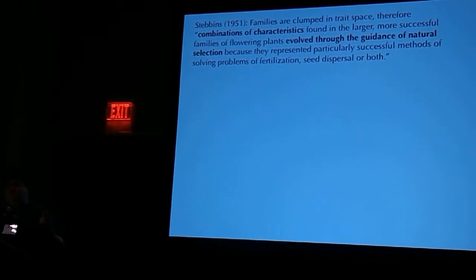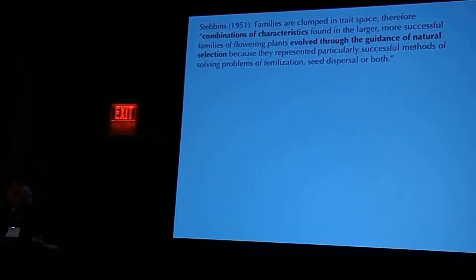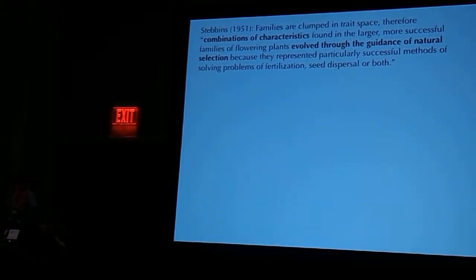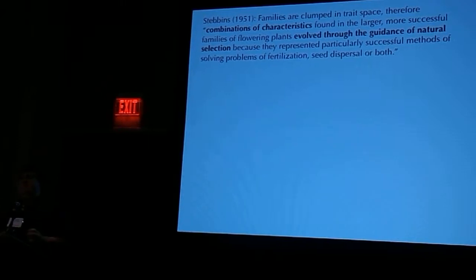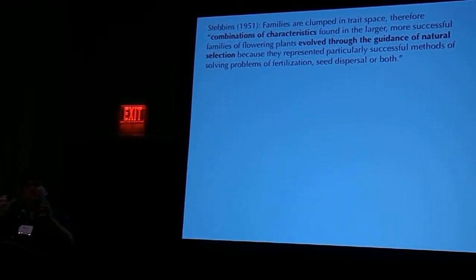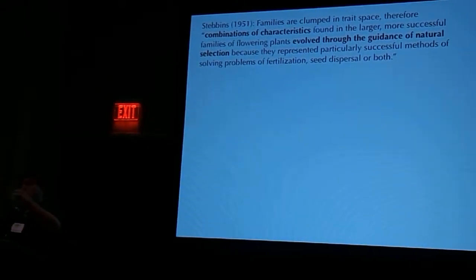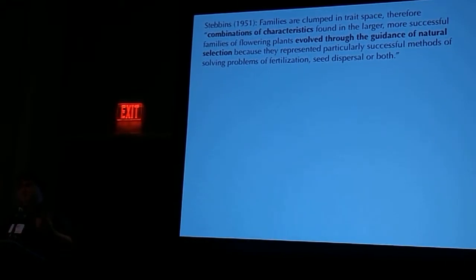So these families are clumped in trait space. And his thinking was that these combinations of characters indicated natural selection. Right? So these aren't neutral traits. Selection is finding these ideal combinations and selecting for them again and again and again. Okay? And that was his story.